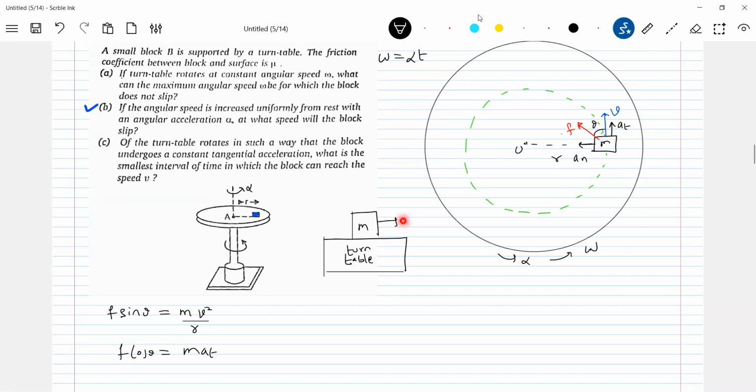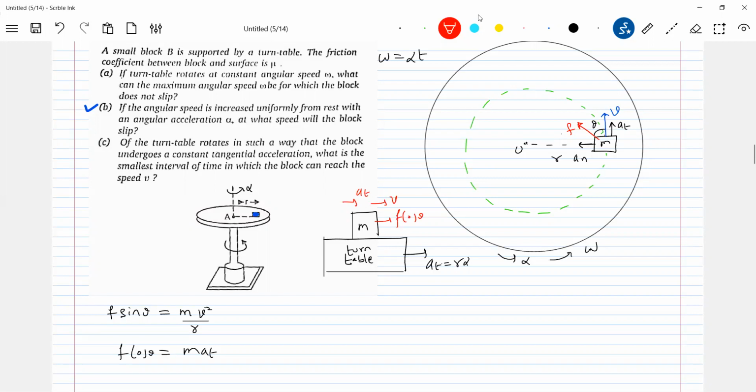F sine theta only, because this is moving with an acceleration. How much is it? A tangential, you write it. The turntable will have acceleration. How much at that particular point will the turntable have acceleration? R alpha. Then if this turntable is accelerating, and the block is not slipping on it, then who should accelerate it? The friction only. A component of friction will act here. Because of this, it's having a velocity. And for no slipping, it should also have the same thing.